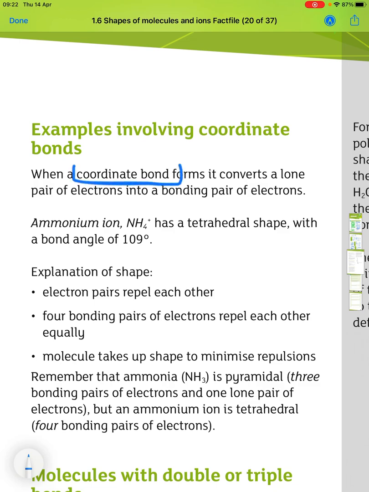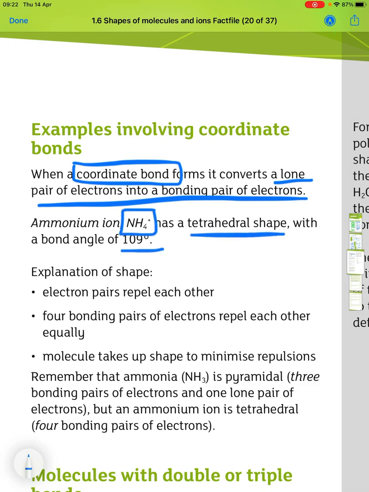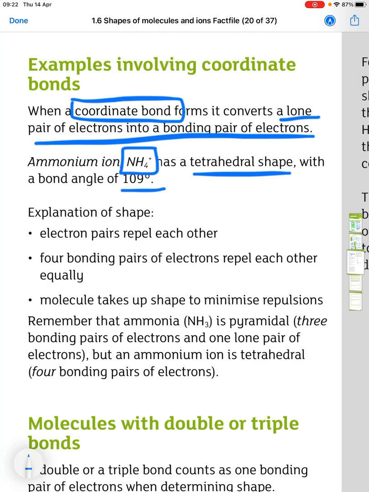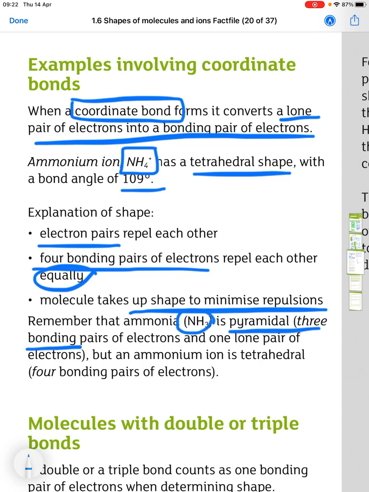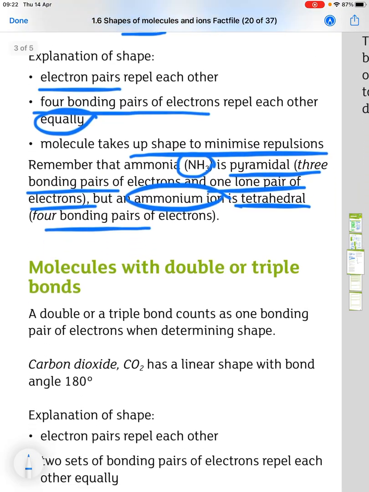Now there are some examples involving coordinate bonds. A coordinate bond forms by converting a lone pair of electrons into a bonding pair of electrons. So for example, the ammonium ion, NH4+, has a tetrahedral shape with a bond angle of 109 degrees. The electron pairs repel each other, and the 4 bonding pairs repel equally, and the molecule takes up the shape to minimize repulsions. So remember that ammonia, NH3, is pyramidal because there are only 3 bonding pairs of electrons and then the 1 lone pair, but an ammonium ion is tetrahedral because it has 4 bonding pairs.